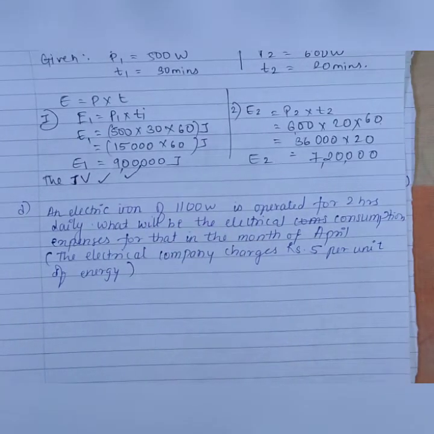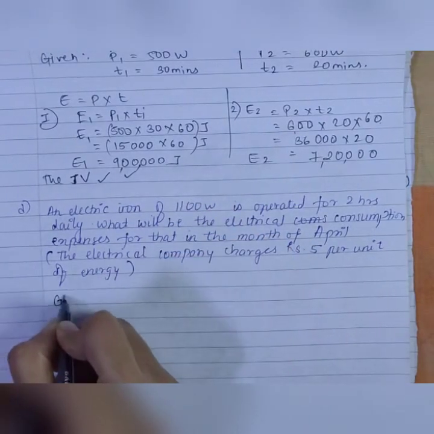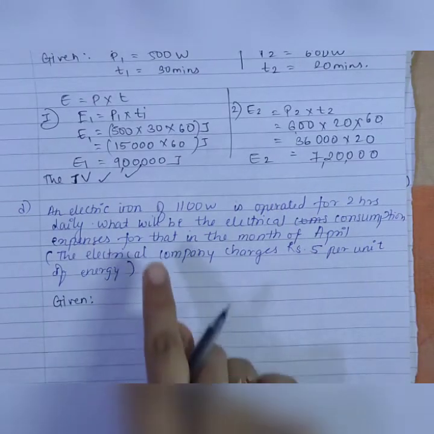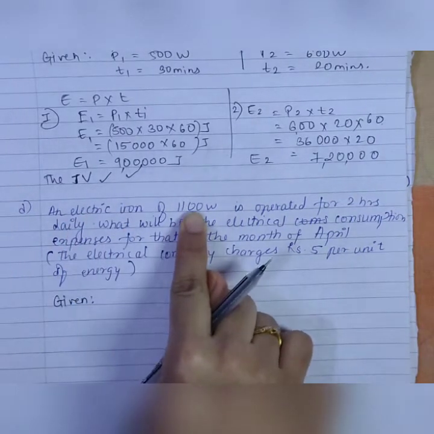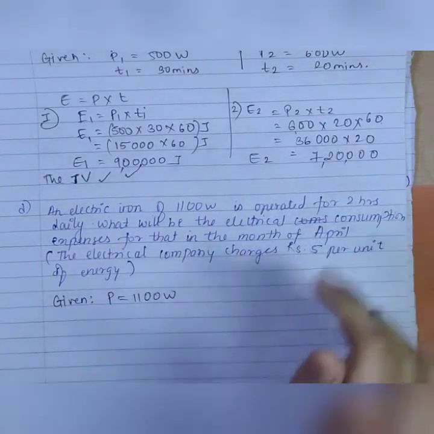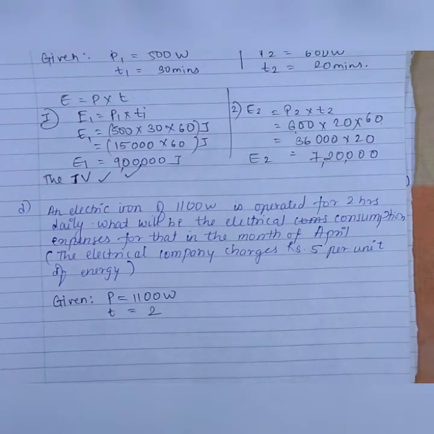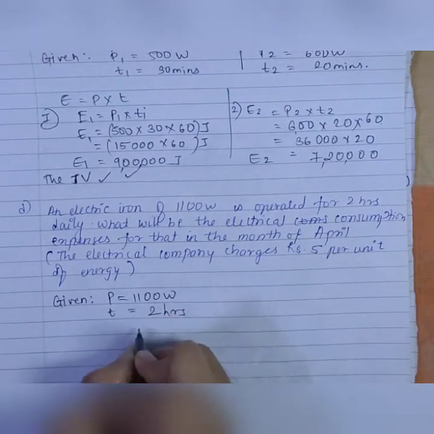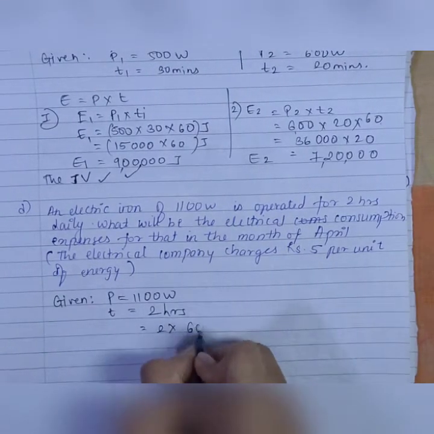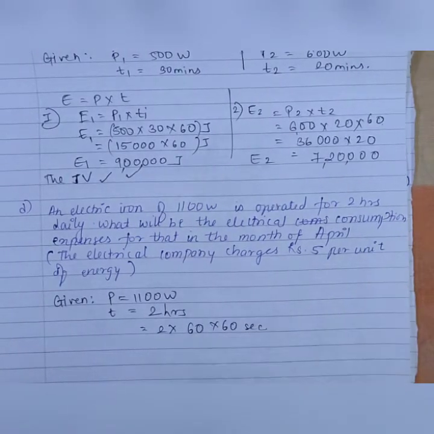So let's understand how we are going to go forward with this sum. First, we'll write down the given part. So what is the given part? An electric iron of 1100 watt. So P is equal to 1100 watt, operated for 2 hours. So T is equal to 2 hours. But this is in hours. How will you convert it into seconds? 2 into 60 will be in minutes, and again into 60 will give me seconds.